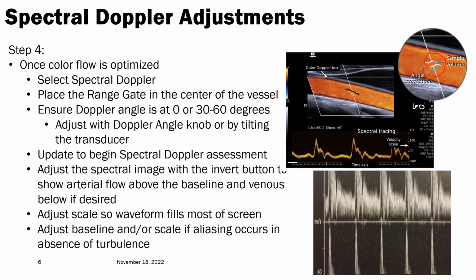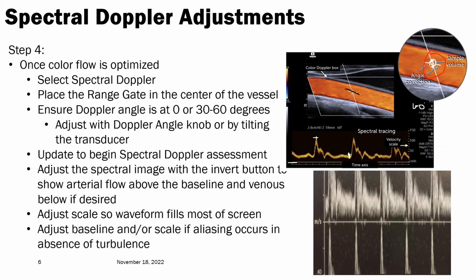Now, if I were to hit calipers and put a caliper on a tracing, I could take a velocity measurement of an exact velocity of my peak systole here to tell me how fast the blood within that range gate was moving at that moment in time. So it's pretty common for us to measure peak systolic velocities and diastolic velocities to help assess. We can do some different ratios and things off of that, to assess the resistive indexes, or the velocity or ease of flow.